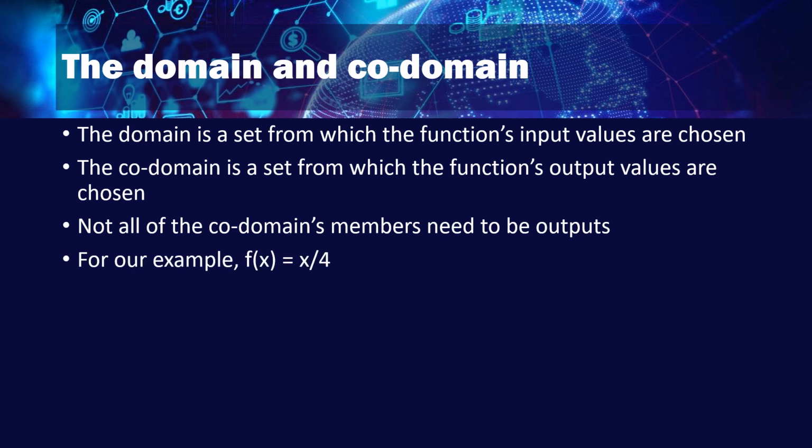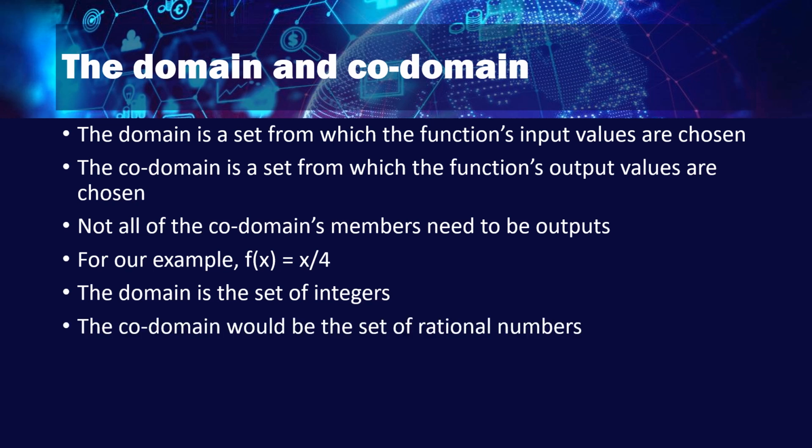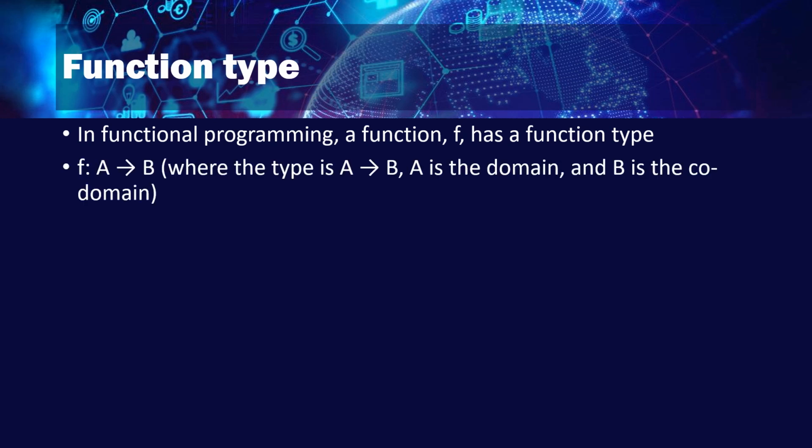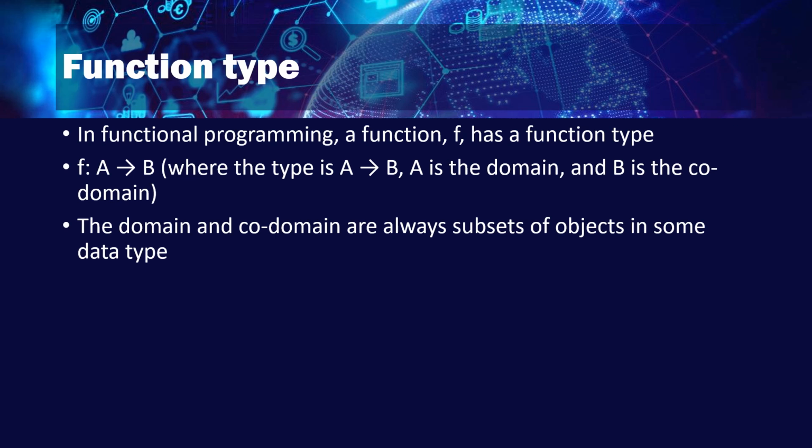For our example, where we have a function that accepts x as an input and returns x divided by 4, if we say that the domain is the set of integers, then the codomain would be the set of rational numbers. In functional programming, a function f has a function type. That is, the function f is of the type A maps to B, where A is the domain and B is the codomain. The domain and codomain are always subsets of objects in some data type.